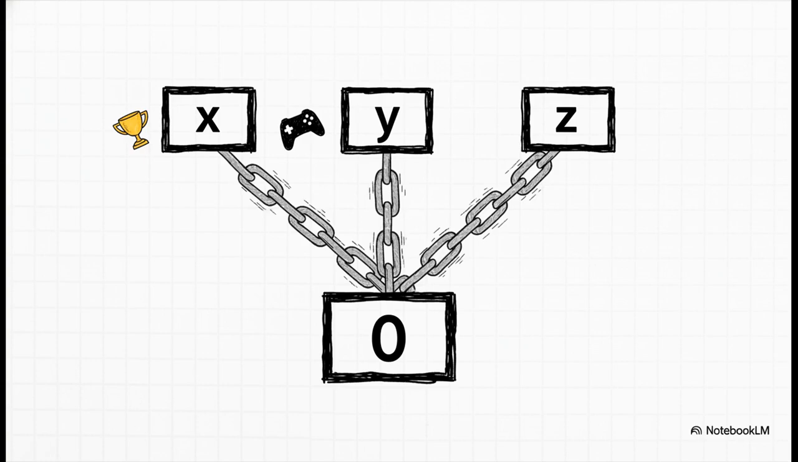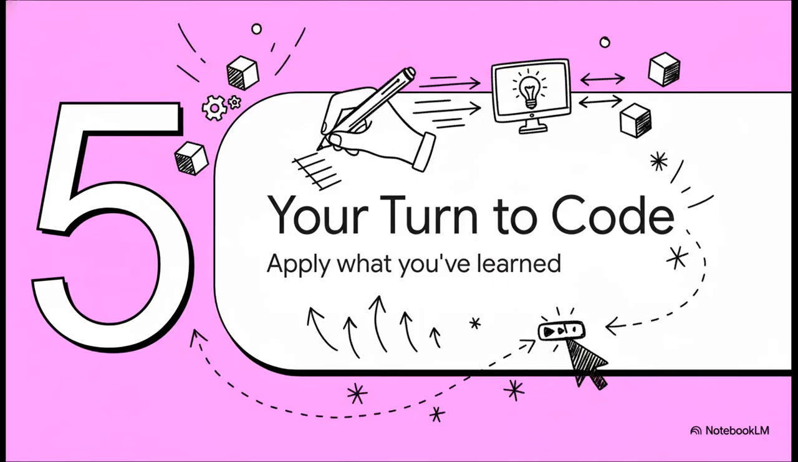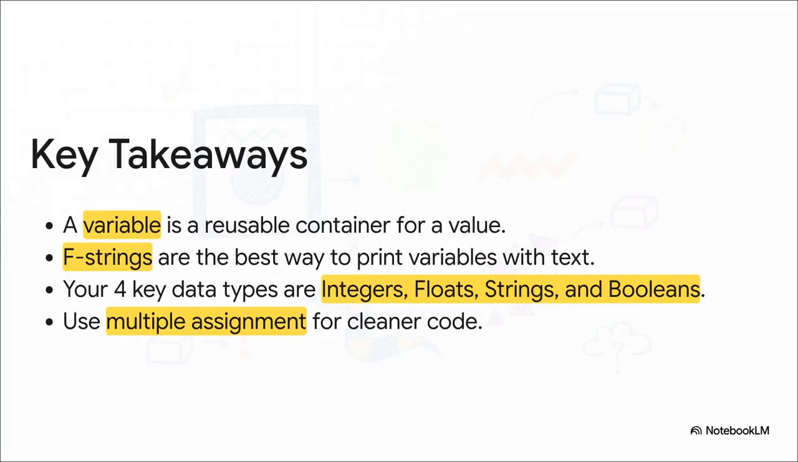Super clean, super efficient. Okay, we have covered a ton of ground. We went from what is a variable all the way to some pretty cool shortcuts. But here's the thing about coding. The most important step is going from just watching to actually doing. So let's do a super quick recap.